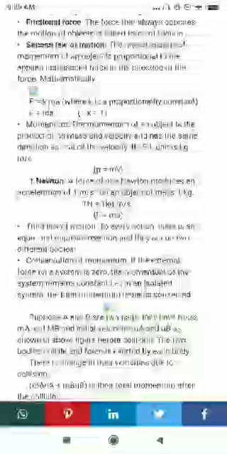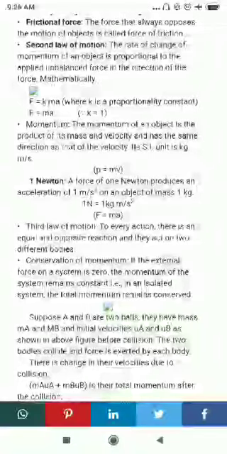Second law of motion. How will you define the second law of motion? The rate of change of momentum of an object is proportional to the applied unbalanced force in the direction of the force. So what is the second law of motion? It means if you apply more unbalanced force, then motion is more, and if you apply less unbalanced force, then motion is less. This is the second law of motion.